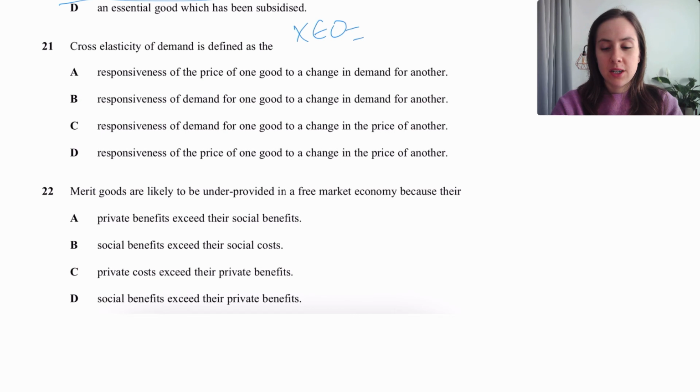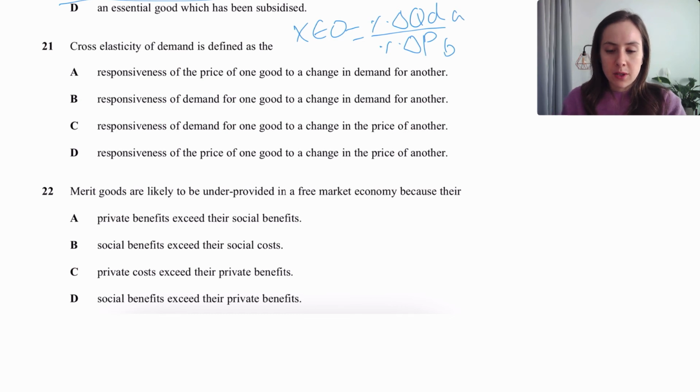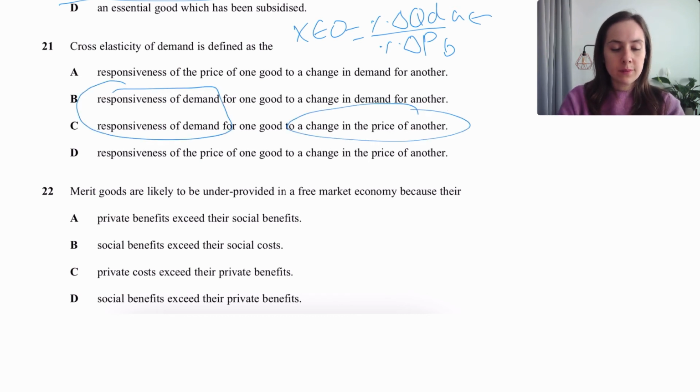Cross elasticity of demand equals percentage change in quantity demanded over percentage change in the price of another good. So it's always the responsiveness of demand to a change in the price of another.